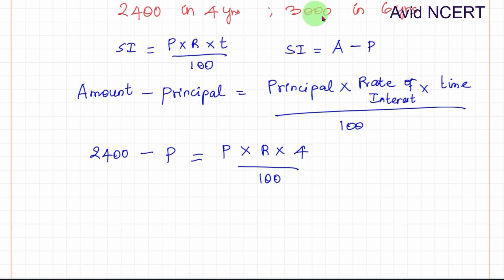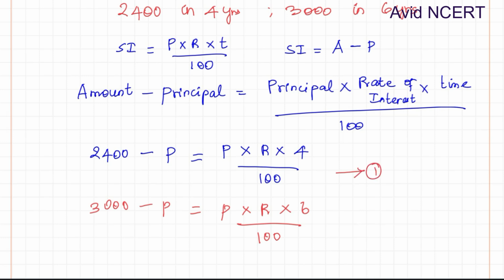Now the second equation from the second given data is amount 3,000 minus principal P equals P times R times 6 divided by 100, since the time period here is 6 years. Since we have these two equations, we can simplify them to find the values.